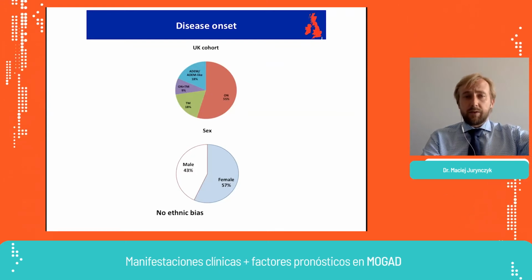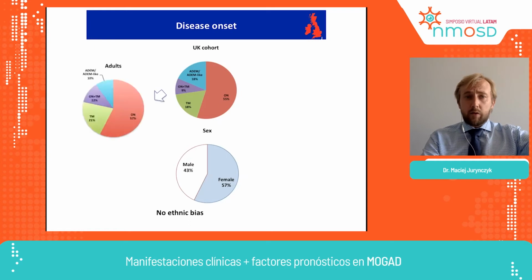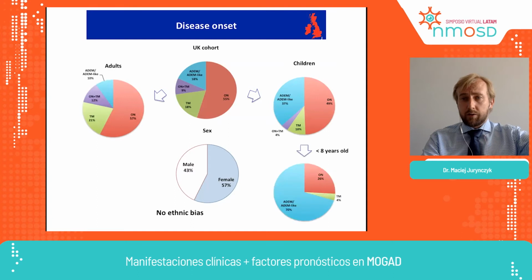18% presented with transverse myelitis, and a similar percentage with ADEM or ADEM-like phenotypes, including brainstem encephalitis. 9% had simultaneous optic neuritis and transverse myelitis. In adults, optic neuritis was by far the most common onset presentation, followed by transverse myelitis. Around 1/3 of children presented with ADEM, and children younger than 8 years old presented mainly with ADEM.